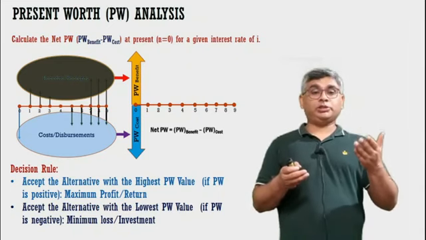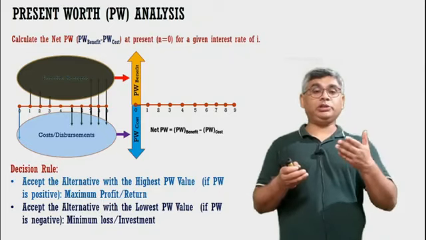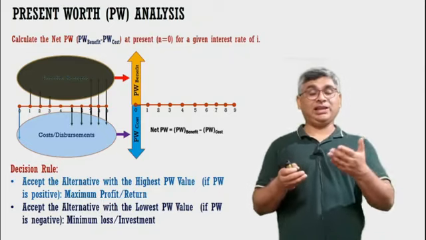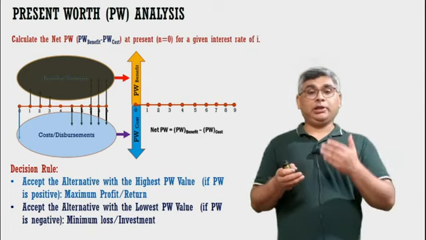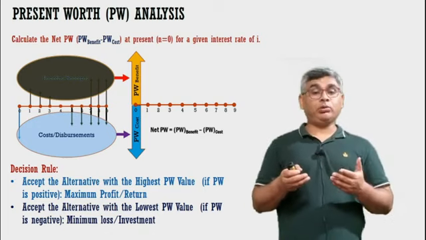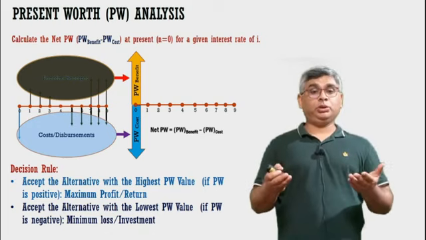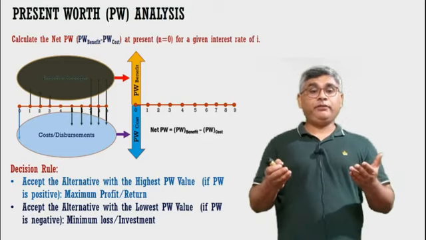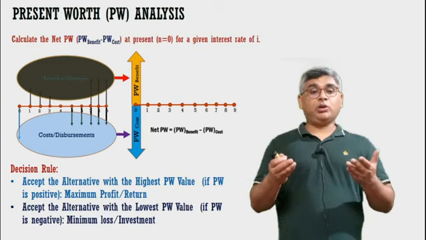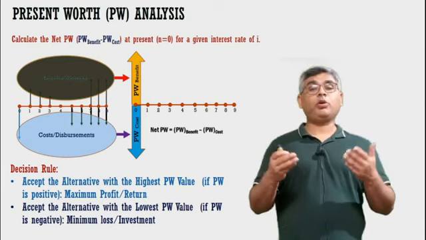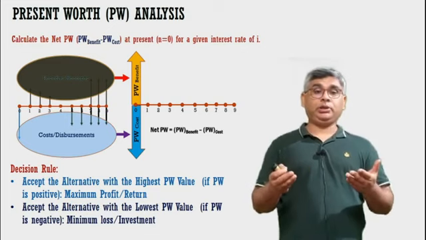Similarly, for all the disbursements and the costs, we can compute the equivalence at the present point of time. That is depicted here by a blue bold arrow. And of course, the net present worth is the subtraction of the two. So we accept the alternative with the highest present worth value if the net PW comes out to be positive, that is the maximum profit or the maximum return.